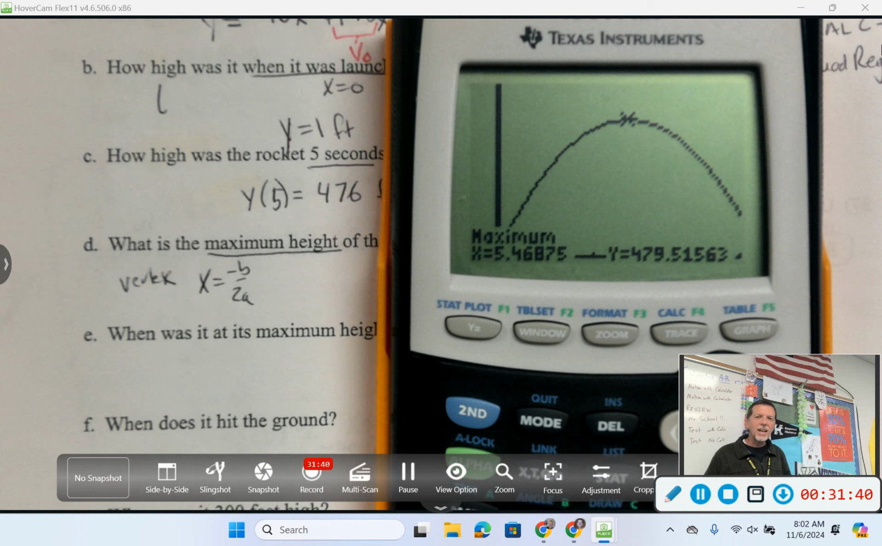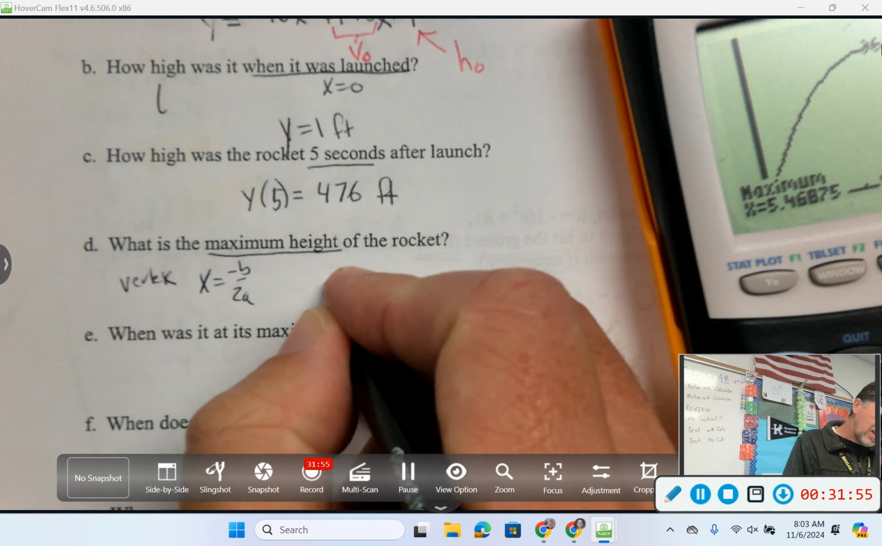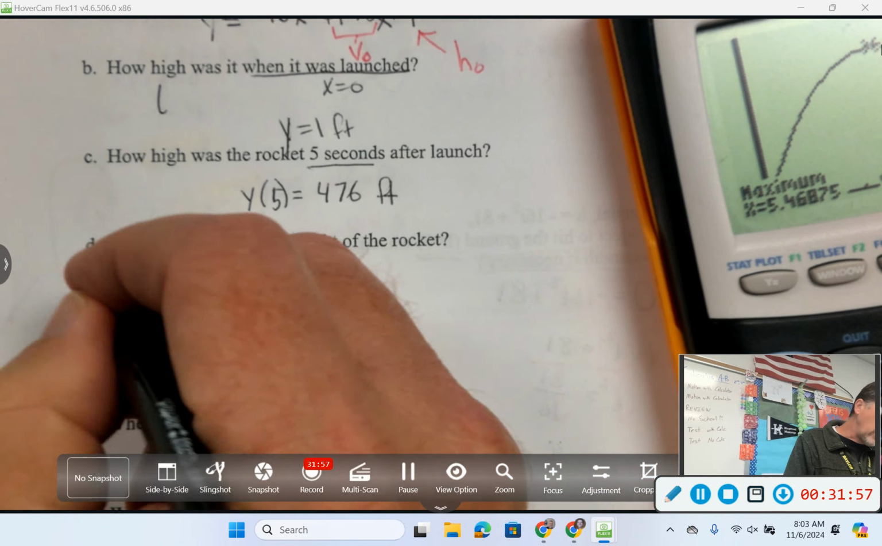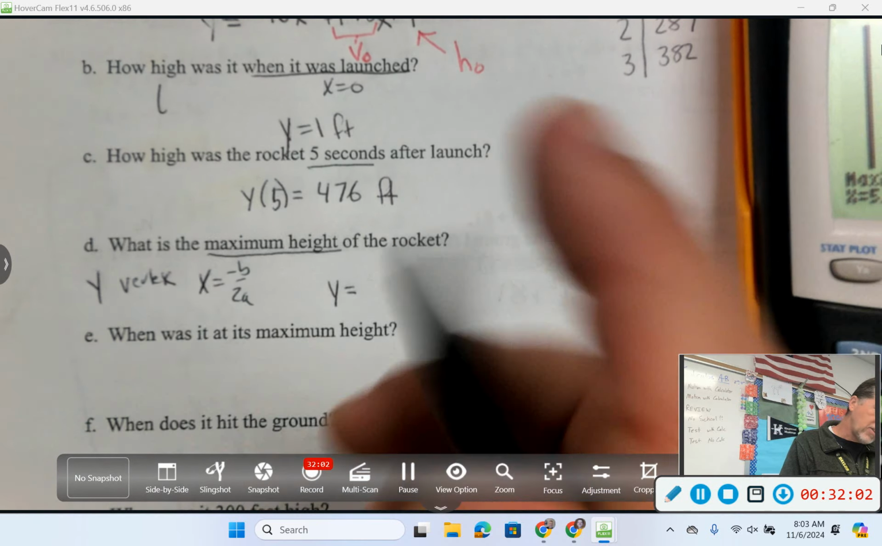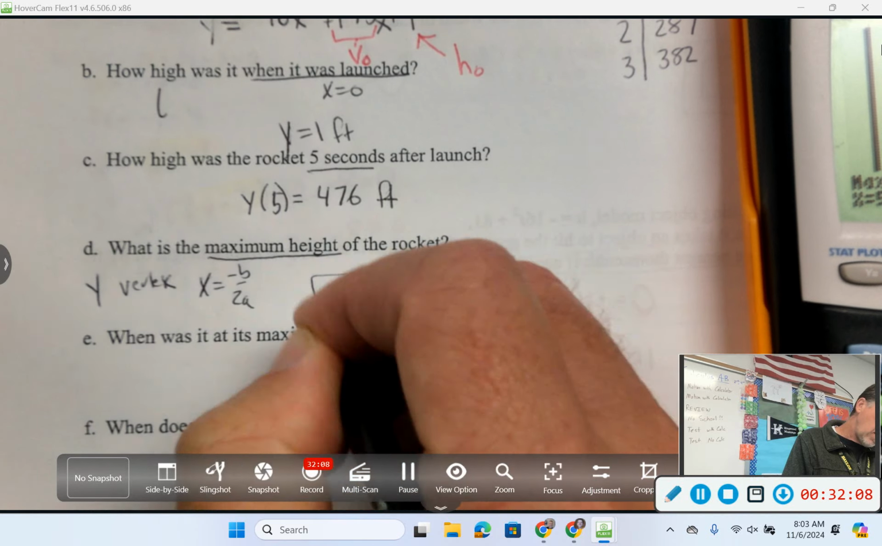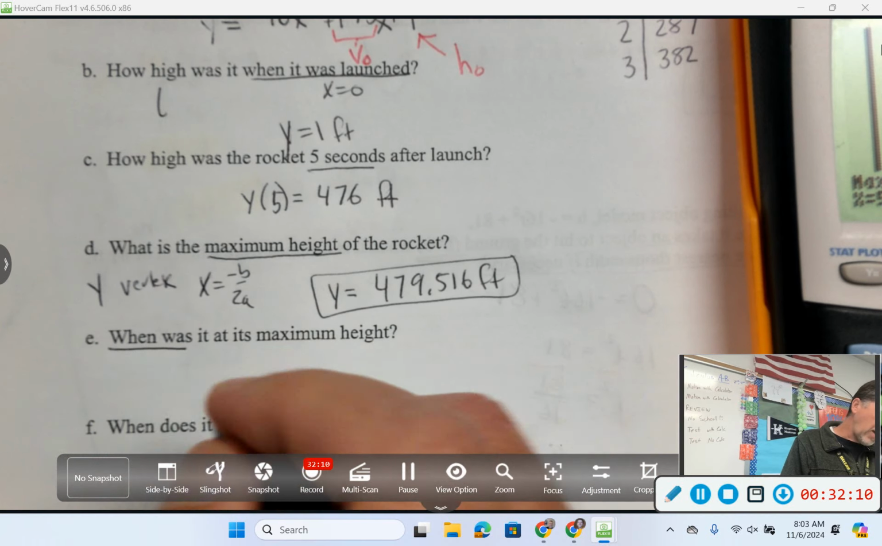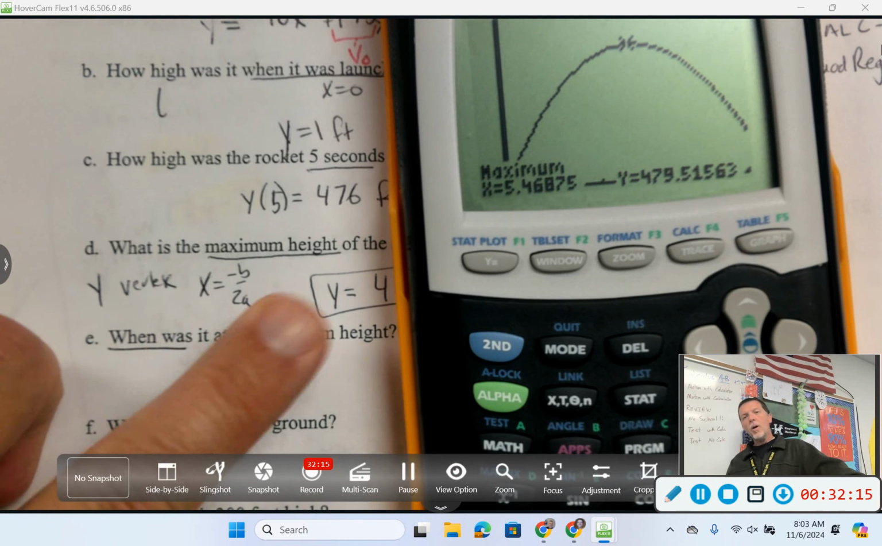I got 2 points there. What does the first point mean? 5.46 seconds. That's seconds. What's the second point mean? That's the height, so the maximum height, 479.516. Yeah, my graph is wrong. That is the y value of the vertex. When was it at the maximum height? That would be the x value of the vertex, which is negative b over 2a, or 5.469.